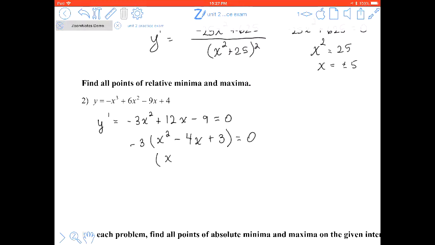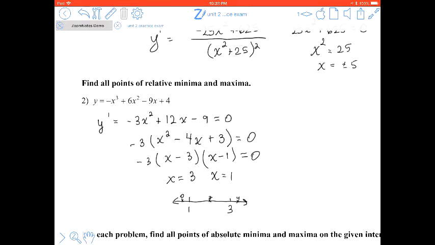And then factor that quadratic expression. So we end up with two critical numbers, x equals 3 and x equals 1. So first derivative test, we need to choose some test values. So we could test 0, we could test a 2, test a 4.